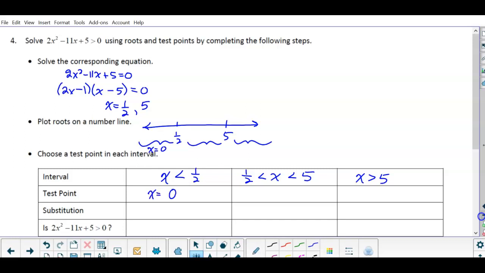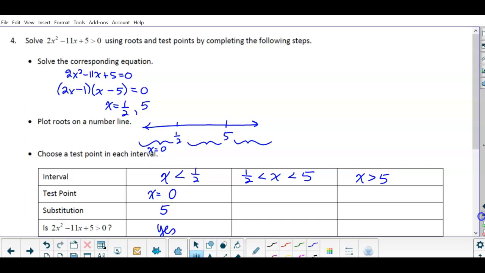Okay. So when you substitute that in, you can put it back into the original, or you can put it back into the factor. The next method is when you put it back into the factor. So let's just put it back into the original, especially when it's 0. That means the value is going to be 5, right? Just the constant term. Okay, is 5 greater than 0? Yes.